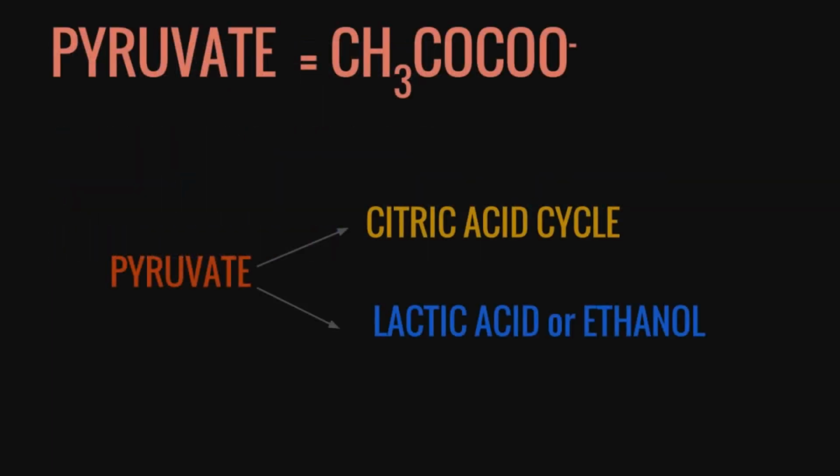All right. So pyruvate, if you don't know, is an anion of pyruvic acid, which basically is CH3COCOO minus. You don't need to know that. Essentially, what we do need to know is that pyruvate is used in the citric acid cycle. It acts as the link, and it is also used to produce lactic acid or ethanol.